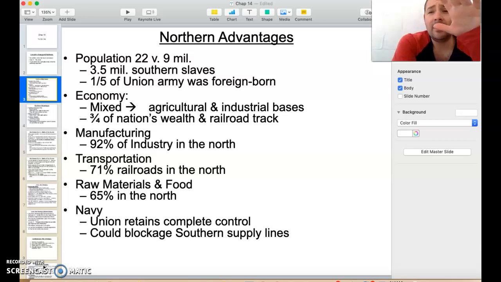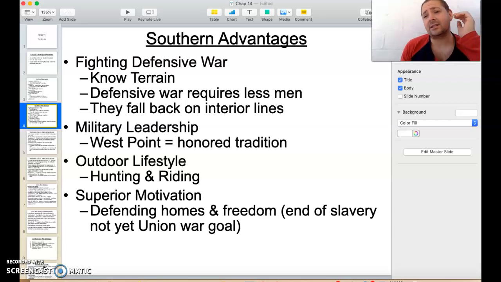Now, the other piece to this, though, is that the South has their advantages. The Southern advantage is that the fighting is going to be happening in the South. The fighting is going to be happening on Southern home territory. So a defensive war is far easier to win. You basically just have to wear the other person out. You basically create a war of attrition.